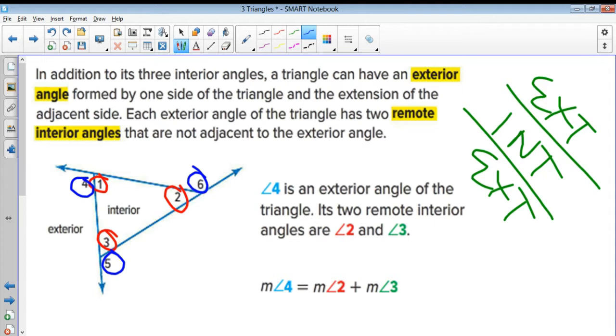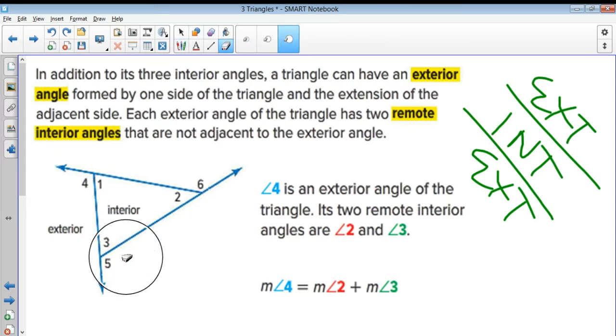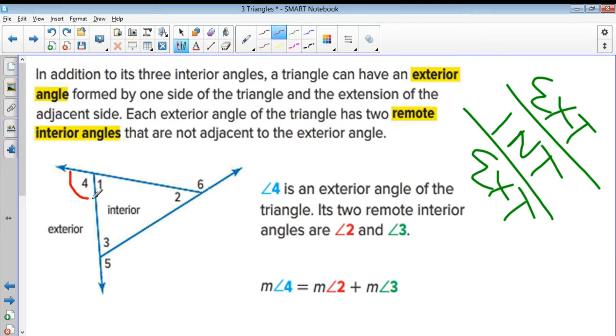There are actually more exterior angles for this shape than are pictured here. Let's see if we can determine the defining characteristic of an exterior angle. If you'll notice, each of these exterior angles makes a linear pair with the interior angle. So 4 and 1 have a linear pair right there. 2 and 6 form a linear pair right there. And 3 and 5 form a linear pair right there.